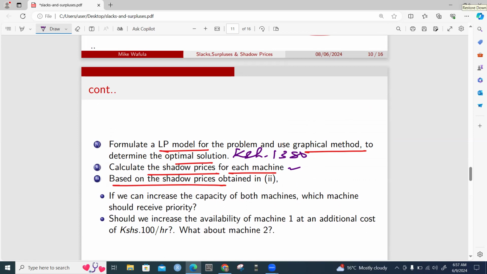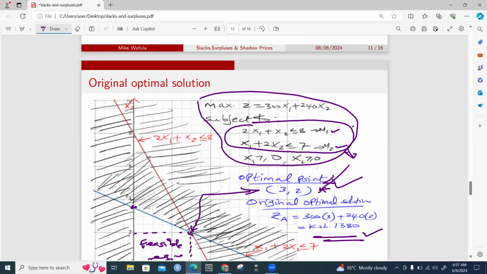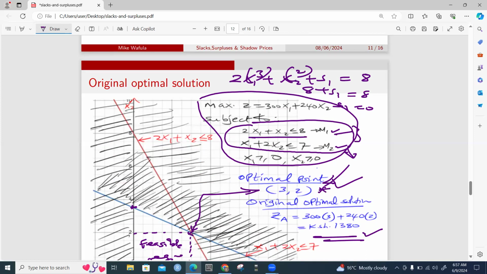Remember, those two constraints are binding. If you wish, you can find the slacks associated with each of these two machines at the optimum point. For instance, 2x1 plus x2 plus s1 is equal to 8. Now, x1 is 3 and x2 is 2. You can see it is 8 plus s1 equals 8. S1 is 0. That's why we are saying that these two constraints are binding. And you have even checked the first one. It's actually binding at that optimal point.